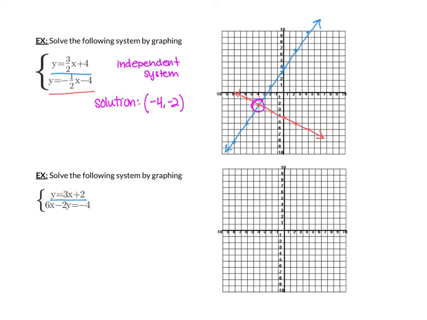Okay, hopefully you had a chance to graph this. So I'm going to graph this first one in blue. So +2, up 3 over 1. I'm going to go down 3 over 1 as well.